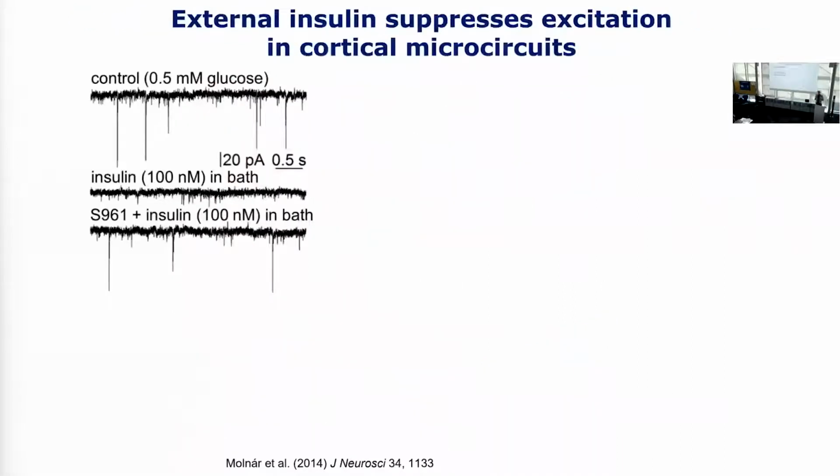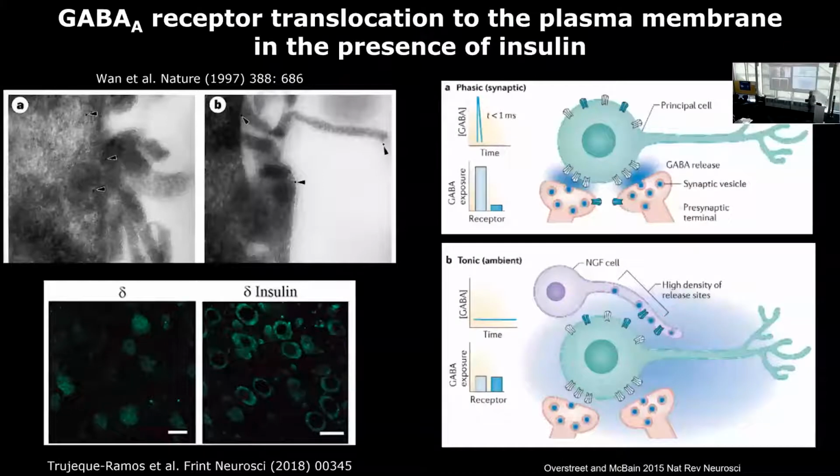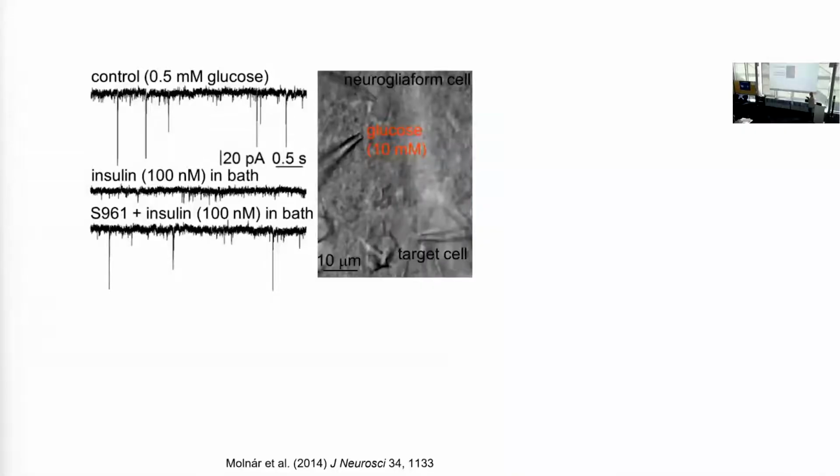But what does insulin do in the cortex? In controls you have a lot of spontaneous EPSPs. Insulin suppresses those. And then if you block insulin receptors, spontaneous EPSPs come back. So how is it done? Insulin actually takes internalized GABA-A receptors out from internalized membranes to the plasma lemma. And so it increases the tonic GABA-A current. So that's why you can suppress overall excitability.